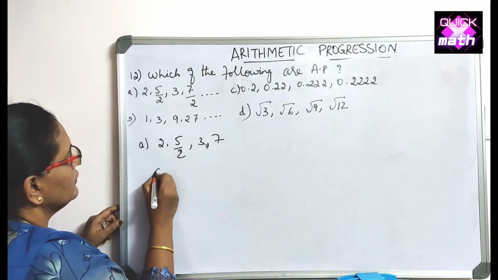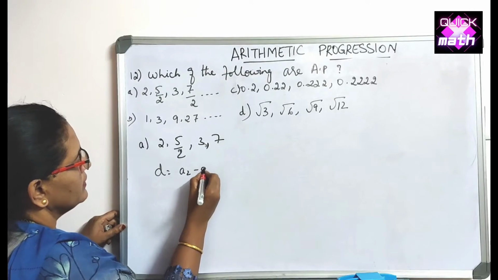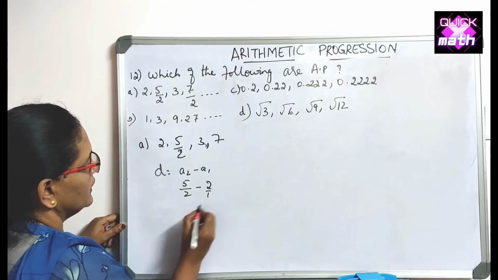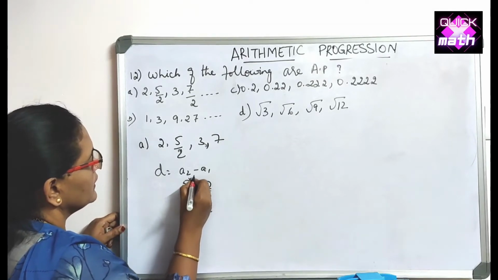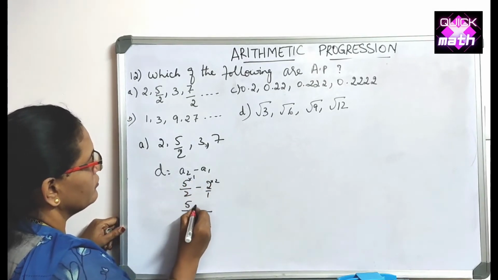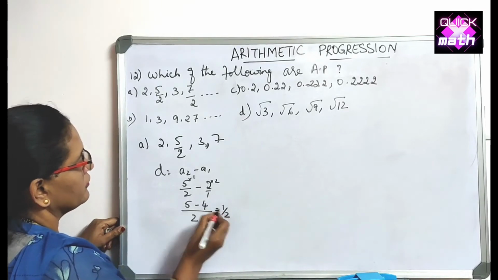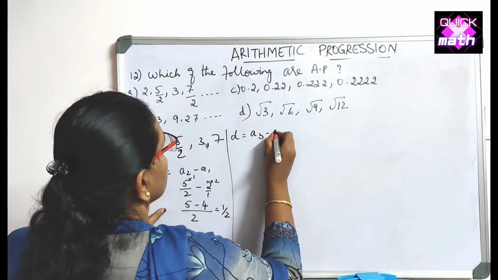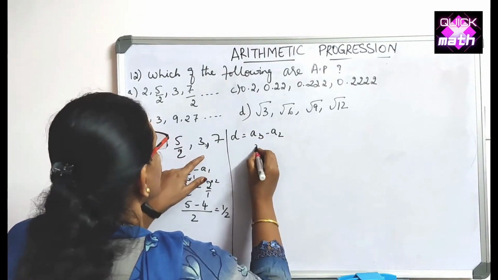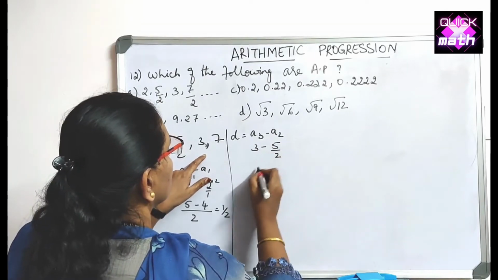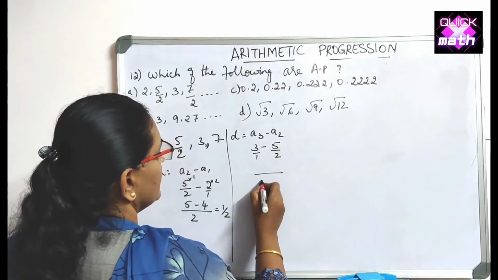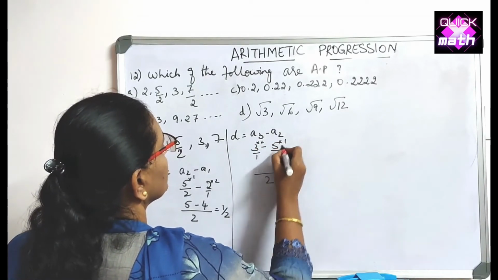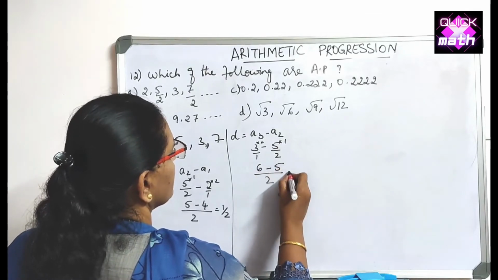Now here you have to find out D is equal to A2 minus A1. So your A2 is 5 by 2 minus 2. You take LCM, that will become 2, 1 goes 1 time, this goes 2 times, 5 ones are 5 minus 4. So this is half. Similarly, I will do it for D is equal to A3 minus A2. So A3 is 3 minus 5 by 2. Again you make the denominator as 1, LCM as 2, 1 goes into 2 times, 2 goes into 1 time, 3 2s are 6, 5 ones are 5.